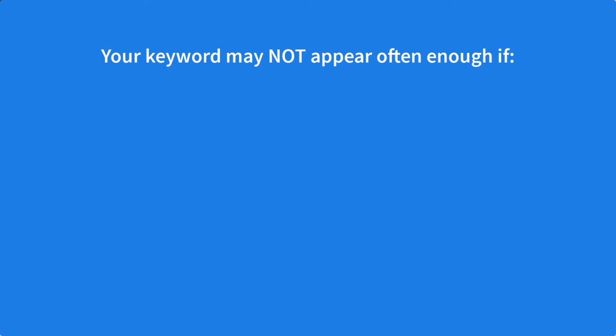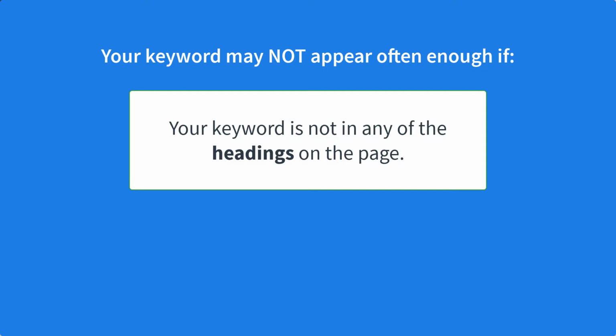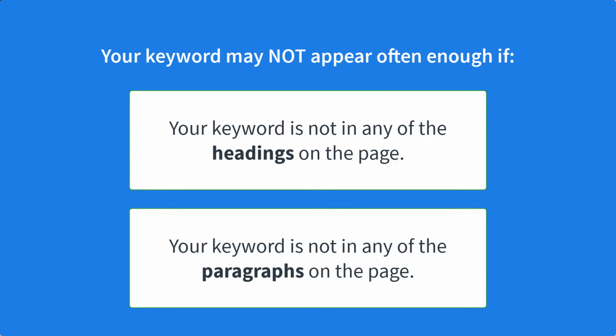Your keyword may not appear often enough if your keyword is not in any of the headings on the page, or your keyword is not in any of the paragraphs on the page. Although these issues listed could indicate you need to use the keyword more, it's also possible that you're okay. If the exact keyword wouldn't be as meaningful to the reader, it's okay to use synonyms and close variants. You need to use your judgment.